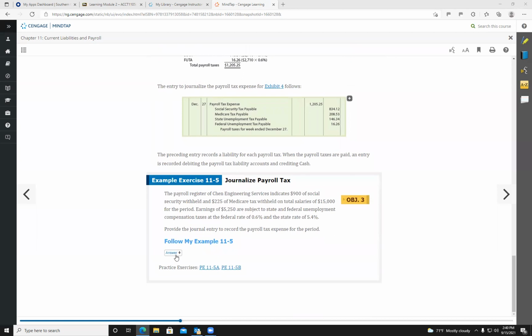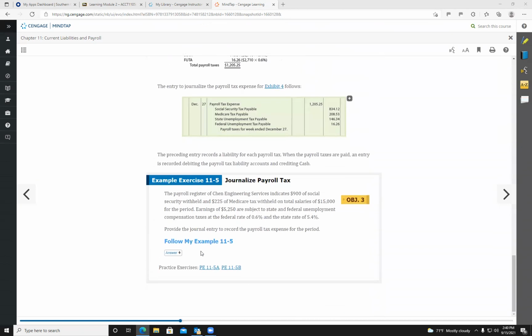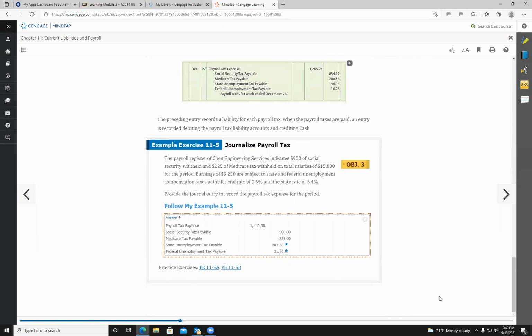So let's look at this exercise, journalizing payroll tax. So the payroll register for Chin indicates $900 Social Security, $225 Medicare, and total salaries of $15,000. So let's look at this. Again, this is the employer's liability, not the employees', but the employer's liability. So again, their total payroll tax is going to consist of the total amount of the liabilities.